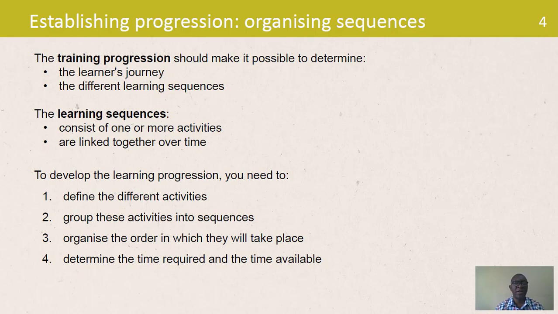Now it is a matter of elaborating the progression of the learning that you are going to put in place. 1. Define the different activities to enable you to achieve the learning objectives, knowledge, skills, behaviors. 2. Group these activities into coherent sequences. 3. Organize the order in which these sequences will take place. And 4. Determine the time required and the time available that can be spent on the different activities and sequences.